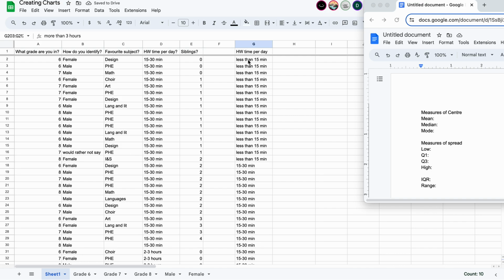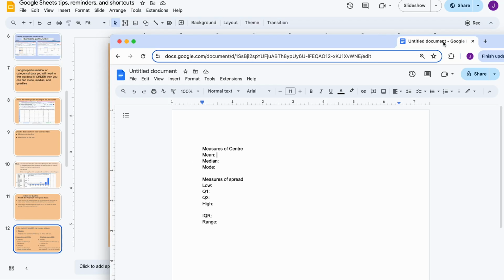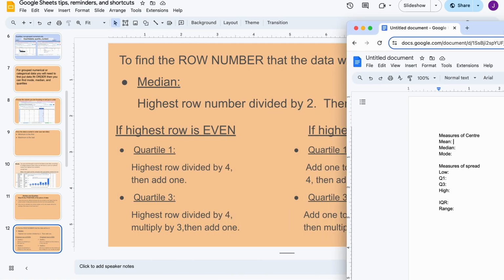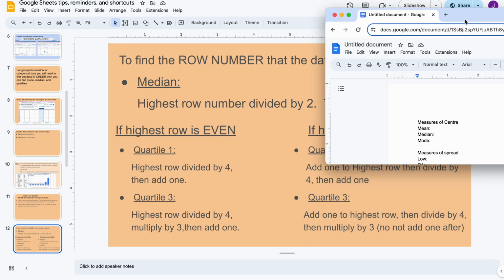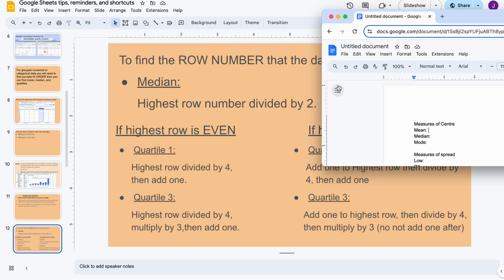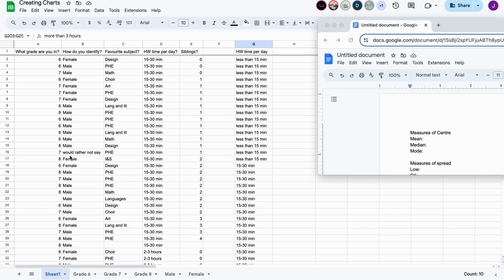So let's find the median. Because this is grouped data, because it's not just numbers, you can't just type in a formula to get your answer. So we need a little cheat to find it faster. Here on this Google Sheets tips and tricks, you can see there's some information on how to find the median and your quartiles if you have grouped data. The median is the highest row number divided by 2, and then add 1. So let's go back to our information here.